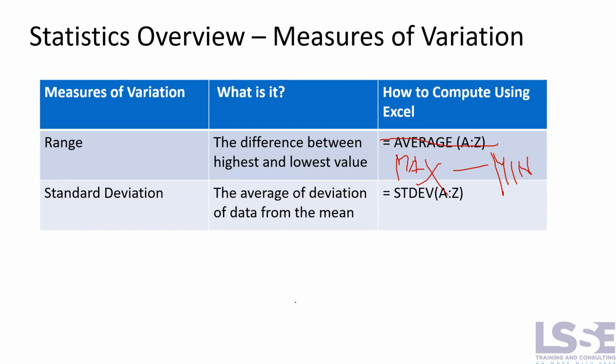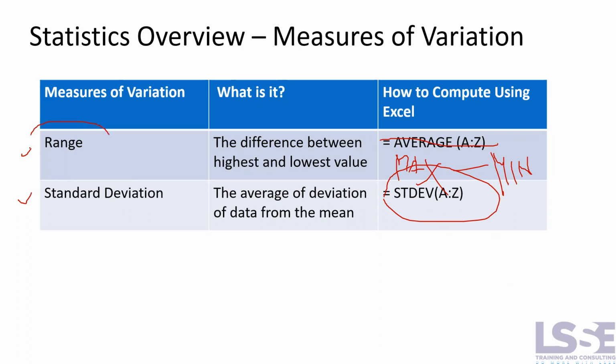And standard deviation is the average deviation of data from the mean. There is a formula where the hard way is to get first the average, then you subtract the average from each individual value, and then you square it, and then you divide it by the total number of values, then take the square root. It's a bit complicated, but fortunately, Excel now has the standard formula called standard deviation. These are the typical measures of variation, range and standard deviation.